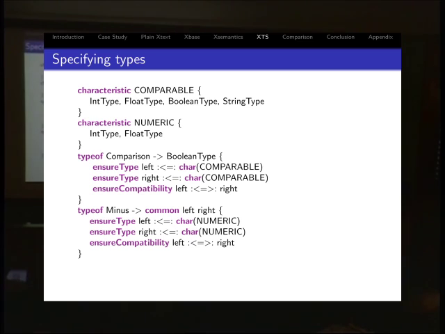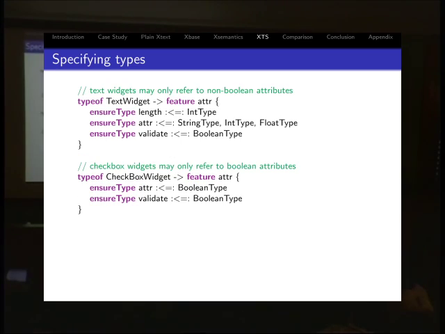For instance, here you say that a comparison expression has type bool, provided that both the left and the right sub-expression have a type which belongs to the characteristic comparable. And similarly for the minus expression, you require that both sub-expressions have a type numeric. Similarly, you can write more complex rules, and also in this case, you will have Java code automatically generated.